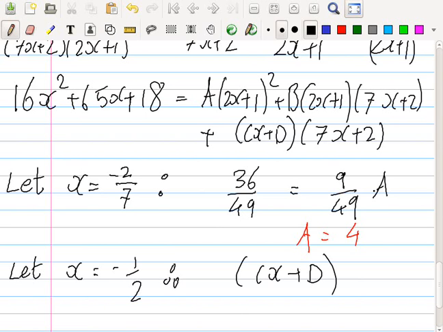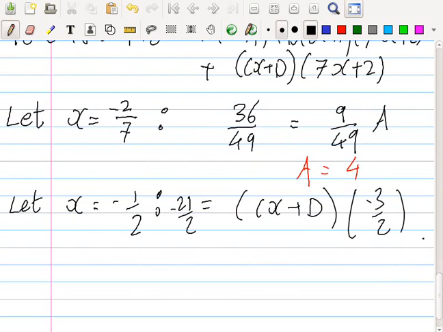Times 7 plus 2. So on the right I get that, and then on the left, minus 21 over 2. Minus 21 over 2 equals... minus 21. Right, so now if I cancel those, I get 7 equals cx plus d.